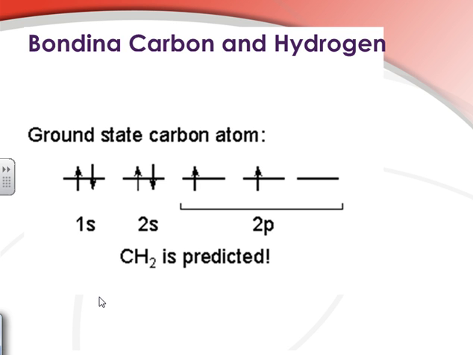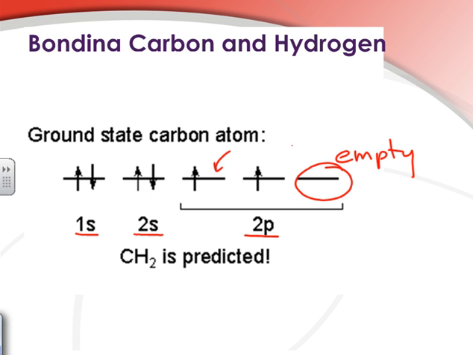So we're going to look at how carbon and hydrogen bond together. So here is your ground state electron configuration and your energy level diagram for carbon. Again, you got two electrons in the 1s, two electrons in the 2s, and two electrons in the 2p. Okay? We have an empty orbital here, and that's fine, that's stable, we've talked about that before.